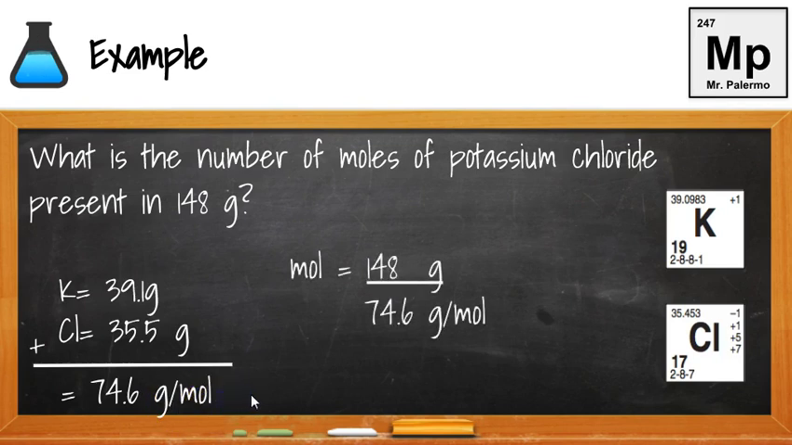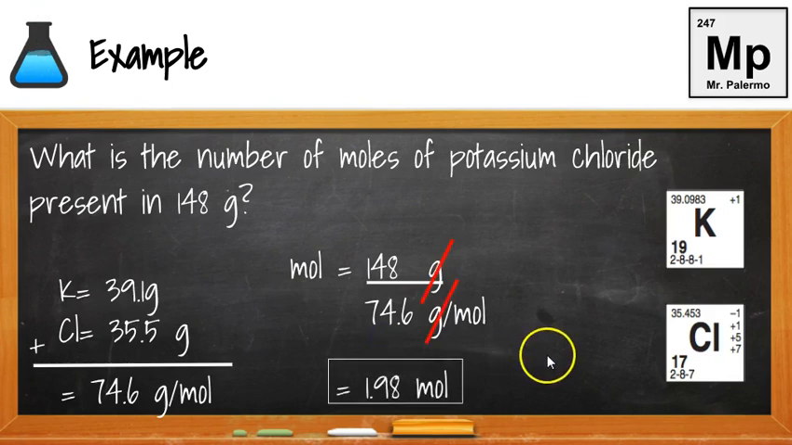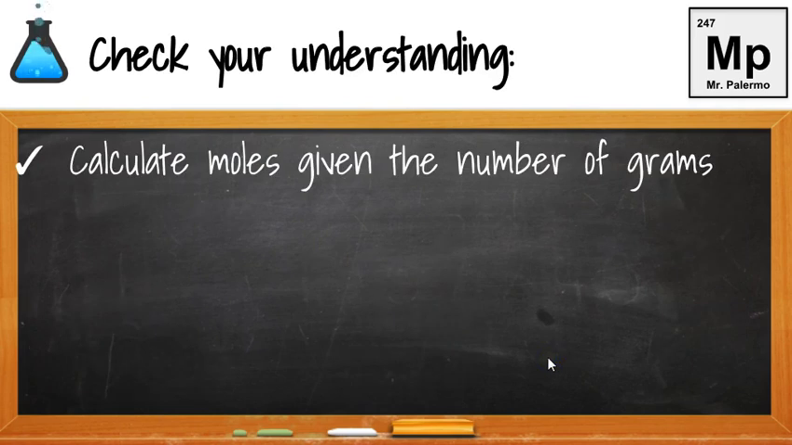And when I plug it into my mole calculation, the given mass is on top. That's the 148 grams. And the gram formula mass is on the bottom, which we just calculated, at 74.6. And when I divide, I get 1.98 moles. Let's check your understanding. Can you calculate the number of moles given the number of grams?